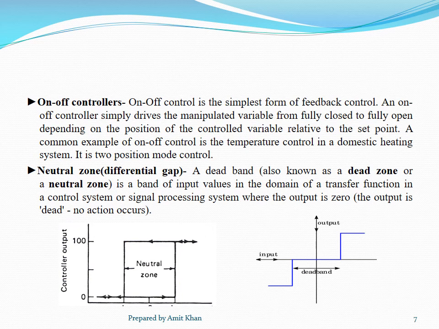Next comes on-off controllers. On-off control is the simplest form of feedback control. An on-off controller simply drives the manipulated variable from fully closed to fully open, depending on the position of the control variable relative to the set point. Its example is the domestic heating system. It is basically a two-position control.